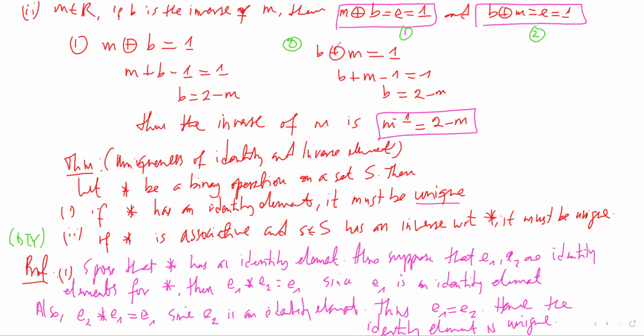And then finally, we showed that if you have a binary operation on a set and it has an identity, the identity is unique. And if the operation is associative and has an inverse with respect to the operation, then that inverse is also unique. That is a do-it-yourself assignment.